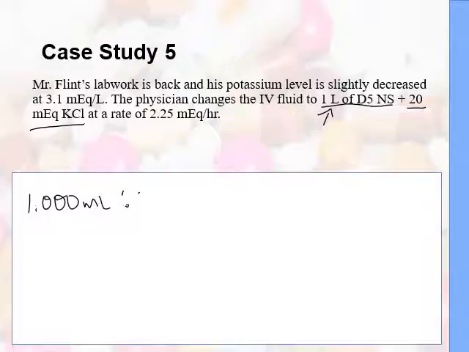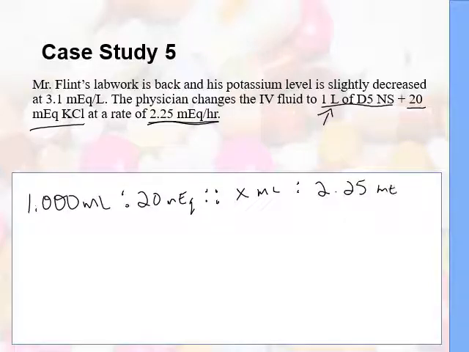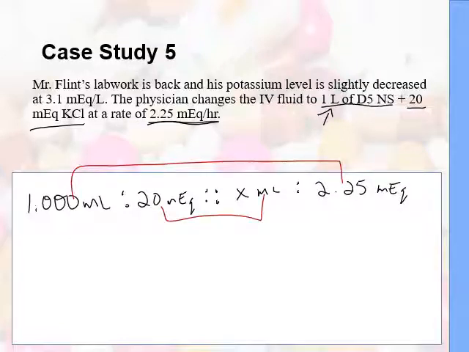is to 20 milliequivalents as, we don't know how many milliliters because the only other information I have here is the MEQs per hour. So I need to write X milliliters is to that 2.25 milliequivalents. For ratio and proportion, you're going to do your means and extremes or innies and outies.